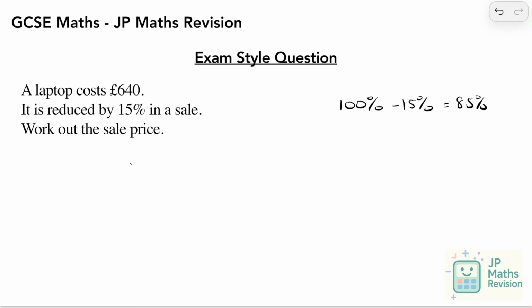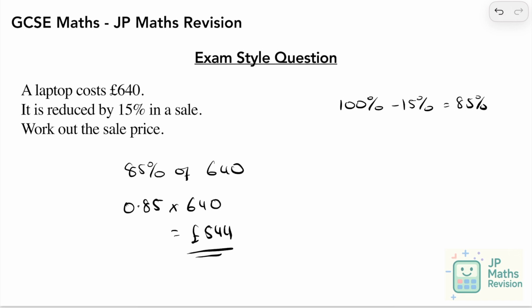So I need to work out what 85% of 640 is. So to do that, I need to convert 85% to a decimal. So that's going to be 0.85. And I'm going to times it by 640. And that's going to give me £544. So the sale price of the laptop is £544.